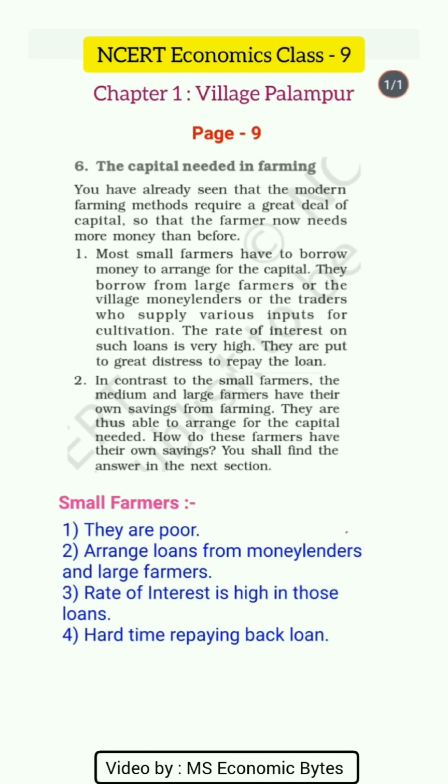Hello everyone. In today's video, we're going to talk about the capital needed in farming. As we already know, capital is of 2 types, physical capital and human capital. In this video, we're going to discuss the physical capital that is needed in farming. Now, modern farming methods require a great deal of capital, which is why farmers now need more money. Small farmers, being poor, borrow from moneylenders and large farmers who provide them loans at a high rate of interest.